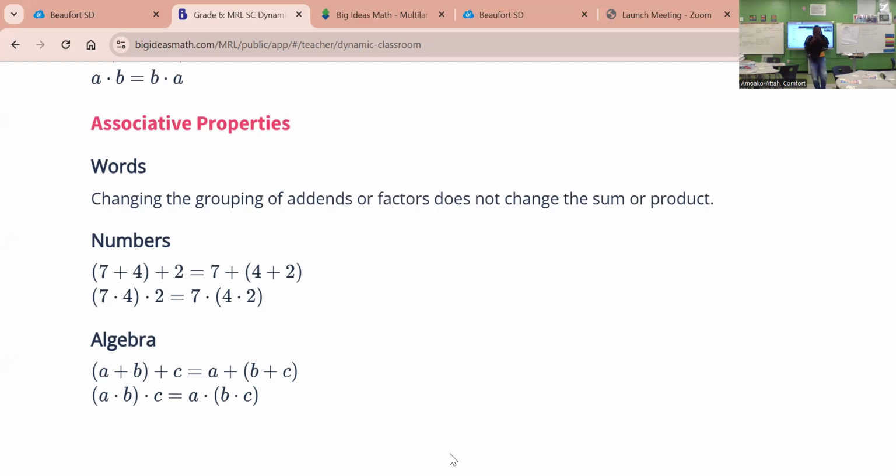All right, so we said that the commutative property is reordering the numbers, the addends or the factors. That does not change the sum or the product. Then for associative, grouping the addends or the factors does not also change the sum or the product.